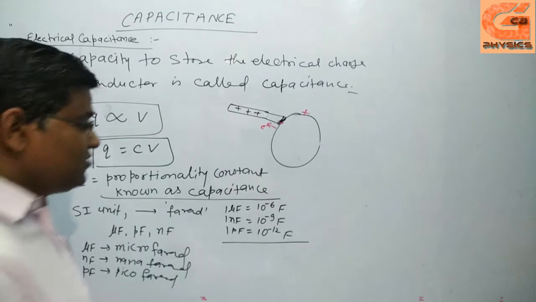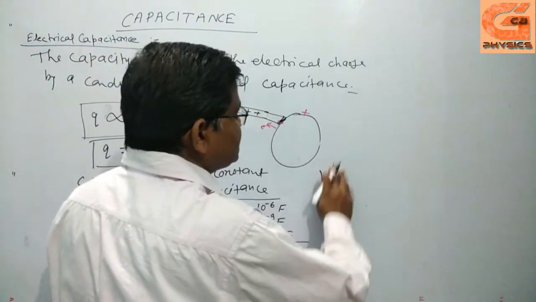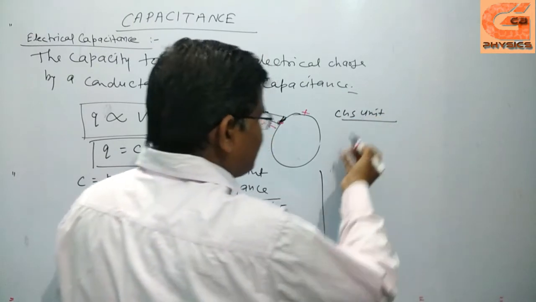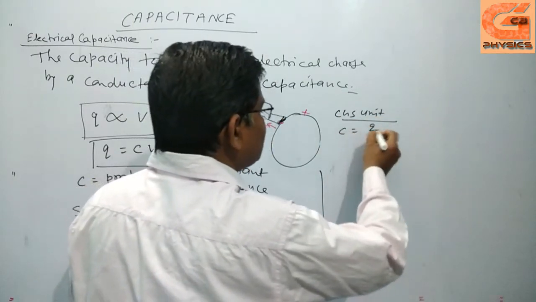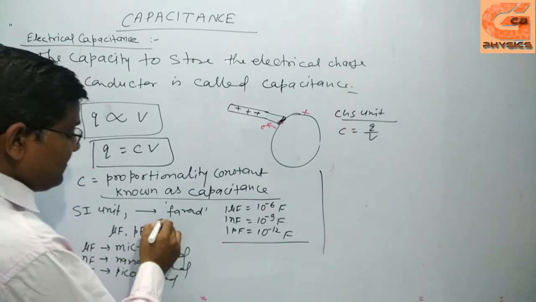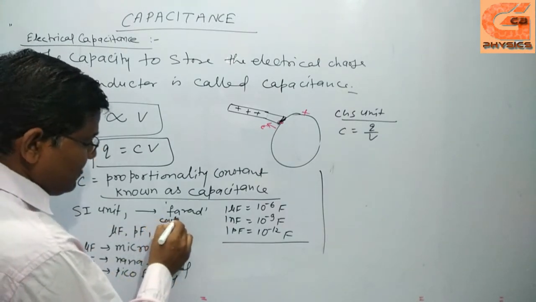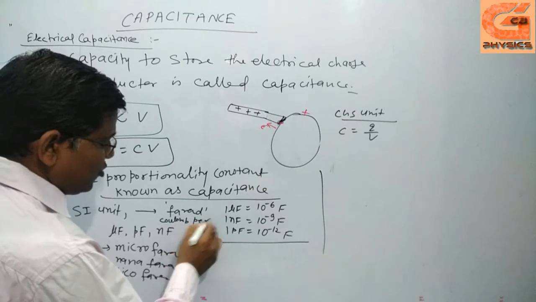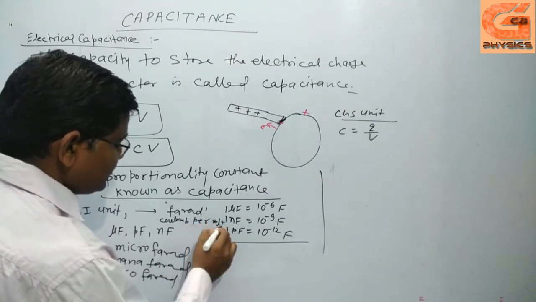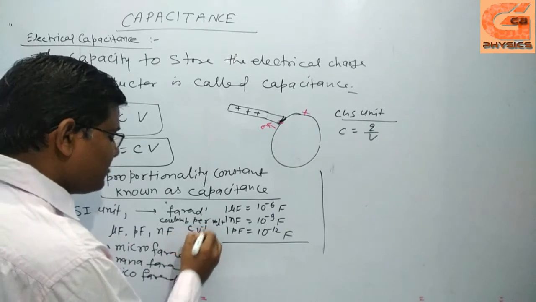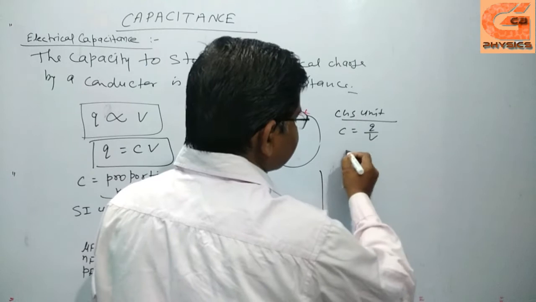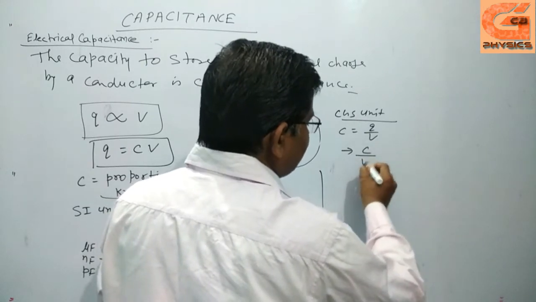And what about the CGS unit? Suppose that C equals Q by V. It is written as coulomb per volt, so here also the unit is coulomb per volt.